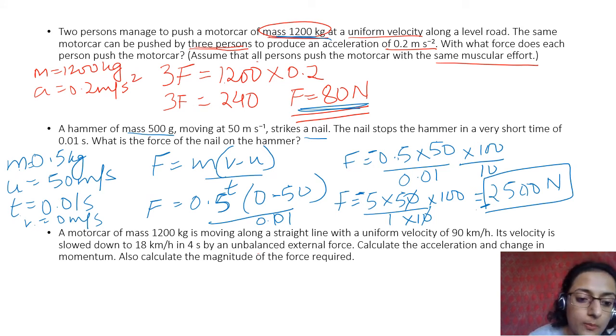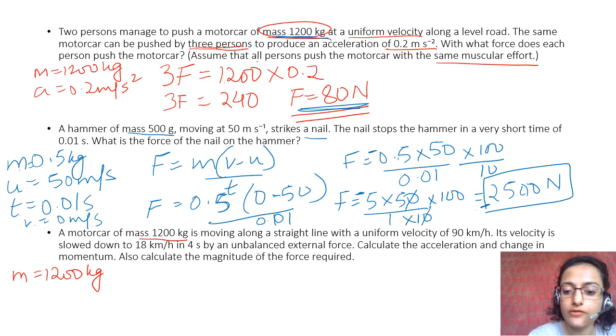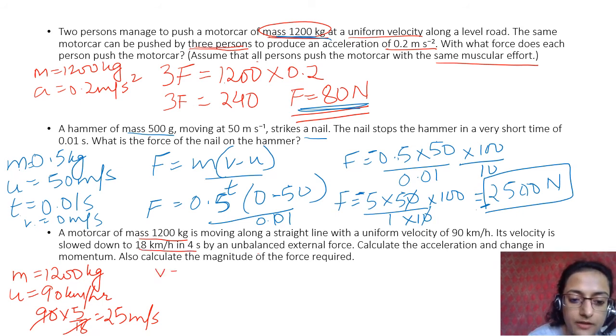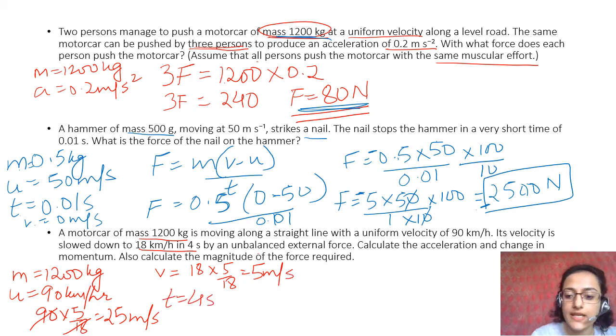Next question. A motor car of mass 1200 kg is moving along a straight line with a uniform velocity of 90 km per hour. Now you can change it to meter per second. 90 into 5 by 18 is equal to 25 meter per second. Its velocity is slowed down to 18 km per hour in 4 seconds. So V is equal to 18 into 5 by 18, which is 5 meter per second. Time is equal to 4 seconds, by an unbalanced external force.